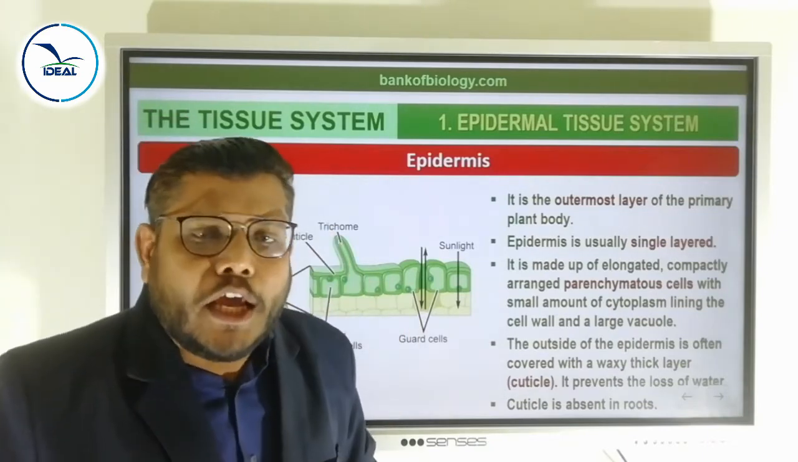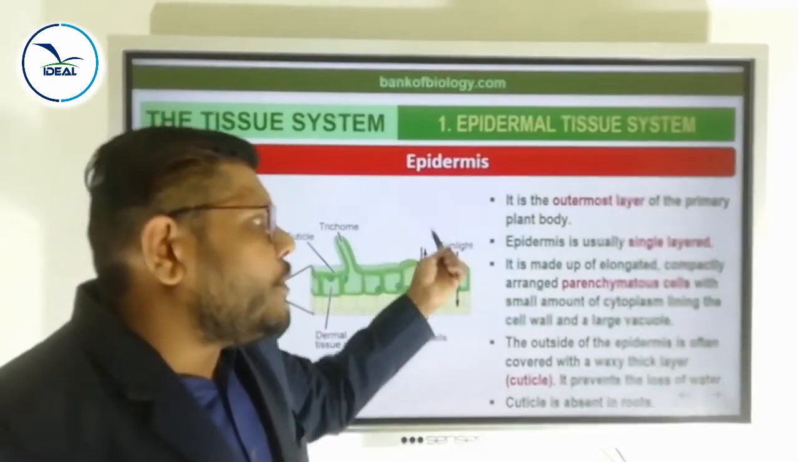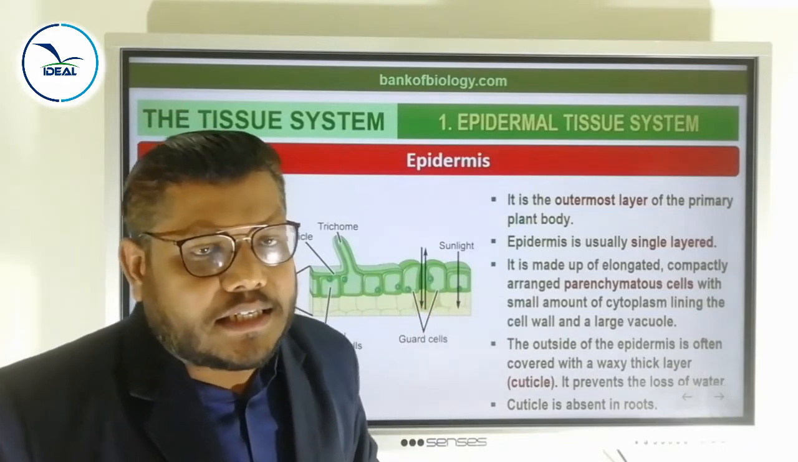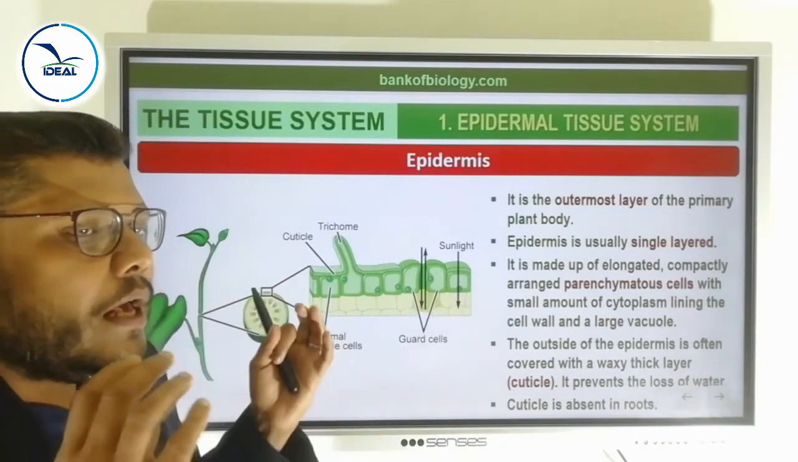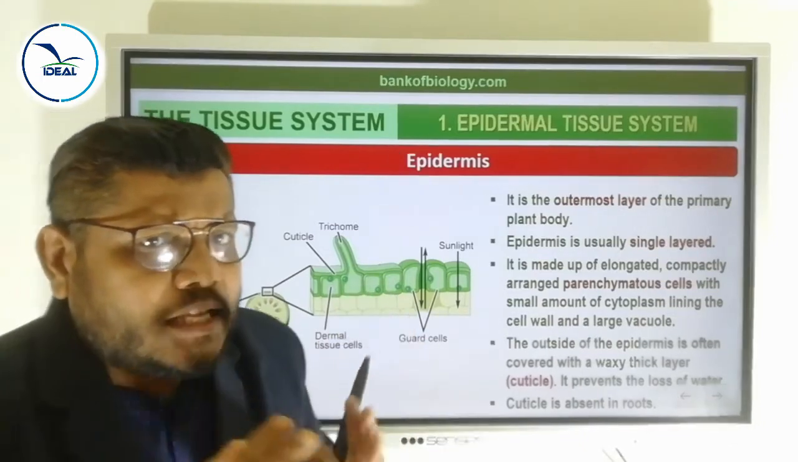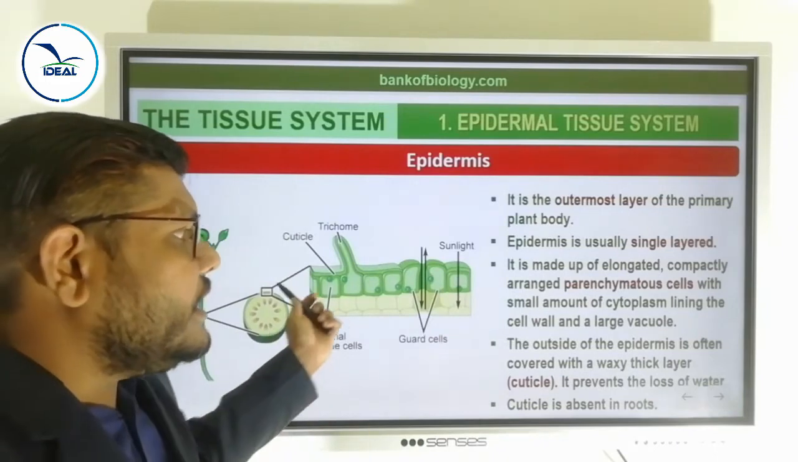Epidermis is usually single layered, and at the same time it is made up of elongated, compactly arranged parenchymatous cells. Compactly arranged means what? A tightly packed arrangement is seen.